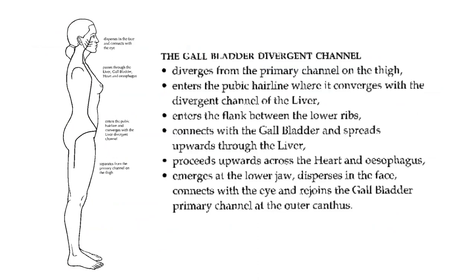spreads upward through the liver, proceeds upward across the heart and esophagus, and emerges at the lower jaw, disperses in the face, connects with the eye, and rejoins the gallbladder primary channel at the outer canthus.